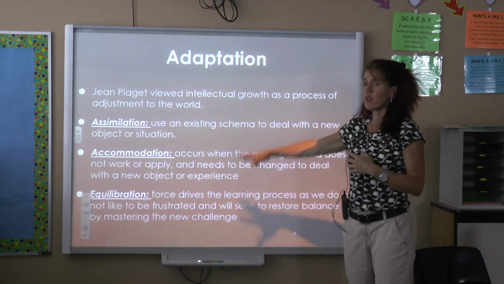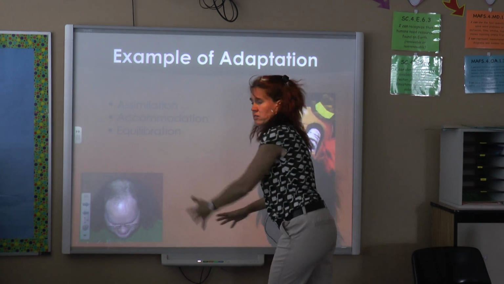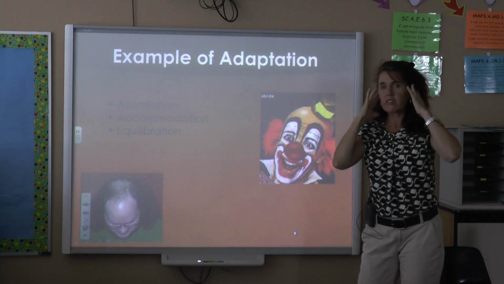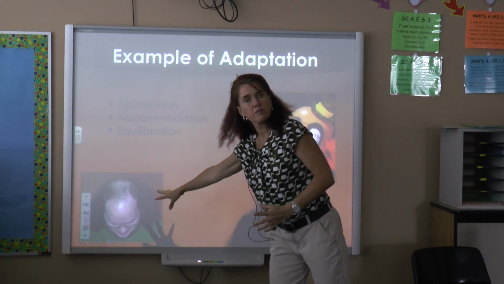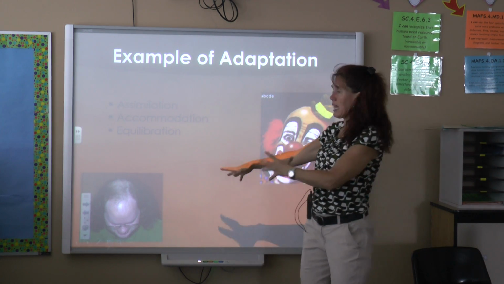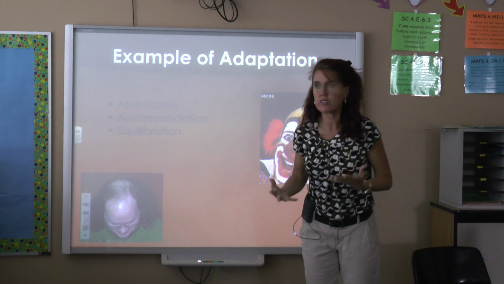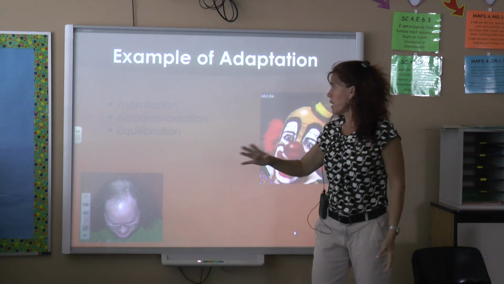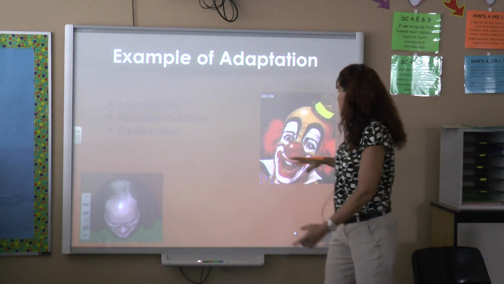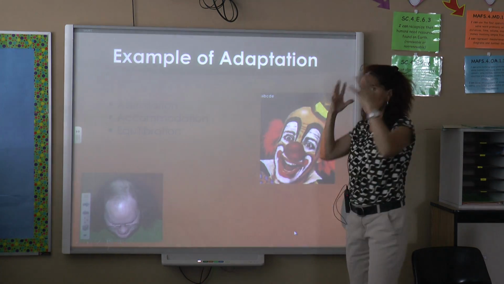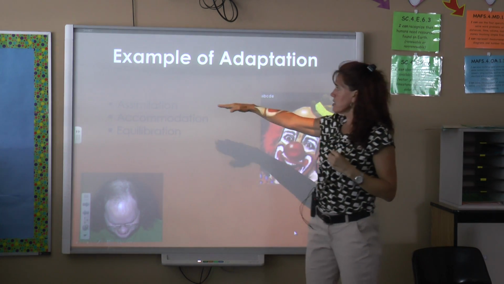I'm going to give you a little example of this. We've got this man who is balding and has curly hair on the side. A child sees this man and starts calling him clown, clown, clown. The father or the mother is devastated. That person's not a clown. But in his mind, in the assimilation part of adaptation, he sees a man that's bald on top with curly fuzzy hair. So that's the assimilation part.